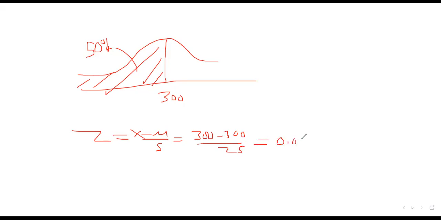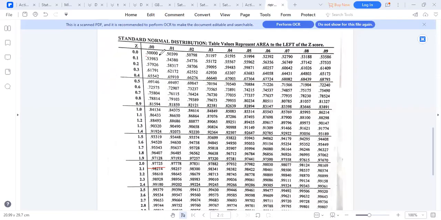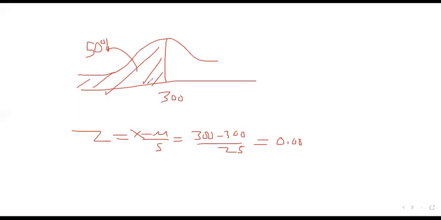When you check the 0 reading in the table, you find it at what? 0.5. So when you go to the table here, 0.00, we get 0.5. You can choose, even if you want to subtract from 1 or you get it directly, it is still 50%. All together?